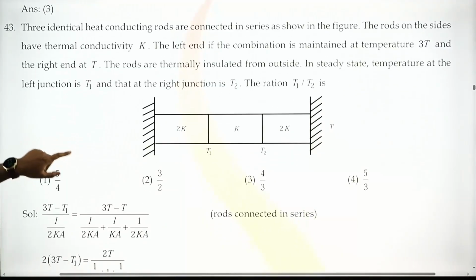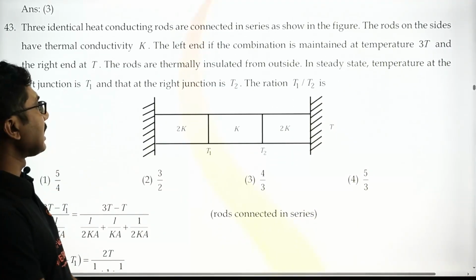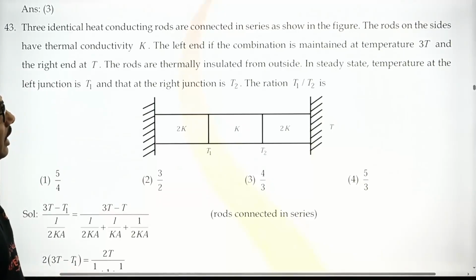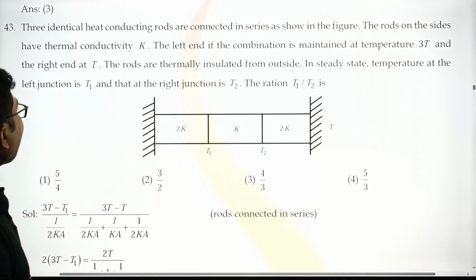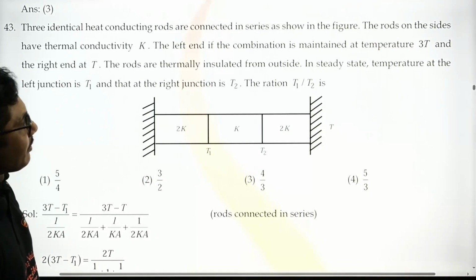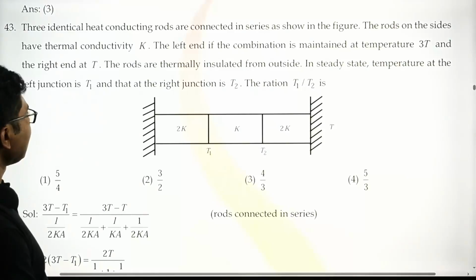Now, 3 identical heat conducting rods are connected in series as shown in the figure. The rods on the sides have thermal conductivity K. The left end is maintained at temperature 3T and the right end at T.